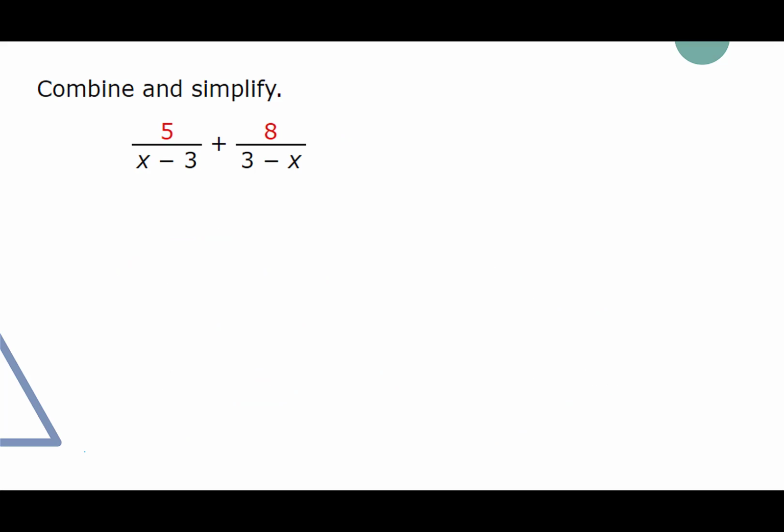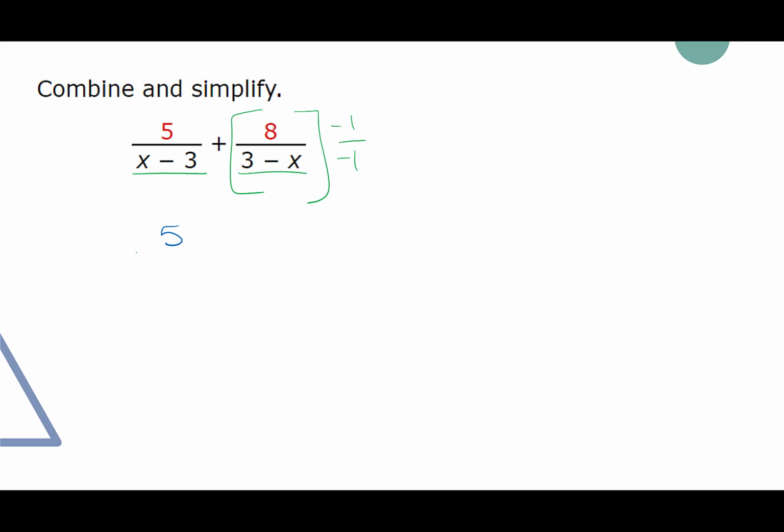When we're adding and subtracting, you always need to focus in on the denominators first. We have a denominator of x minus 3 and a denominator of 3 minus x. 3 minus x is almost the same as x minus 3, except the signs are different. And so what we'll do is this fraction, we'll multiply this fraction by a negative 1 over negative 1. And that's okay to multiply by negative 1 over negative 1 because it has a value of 1.